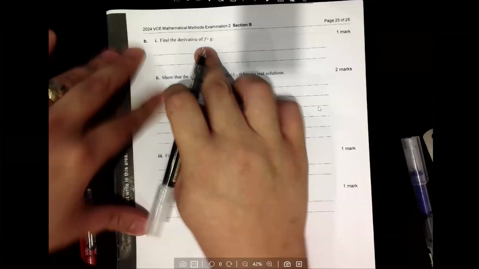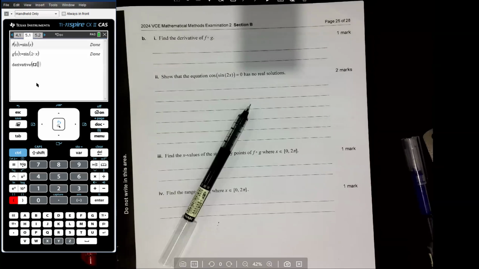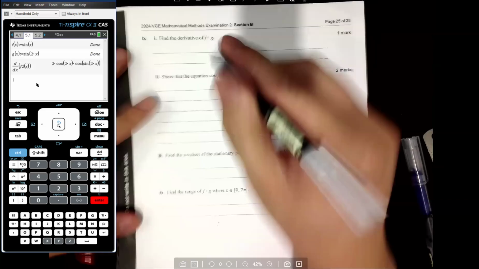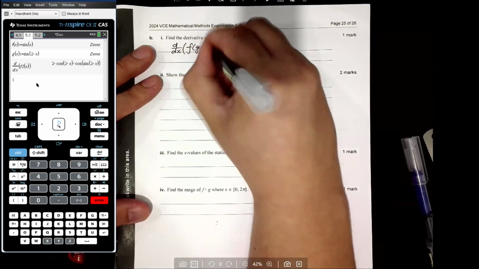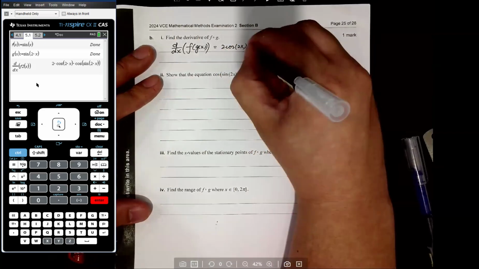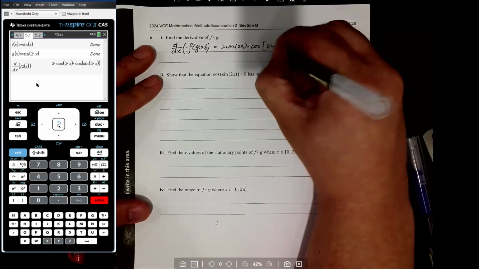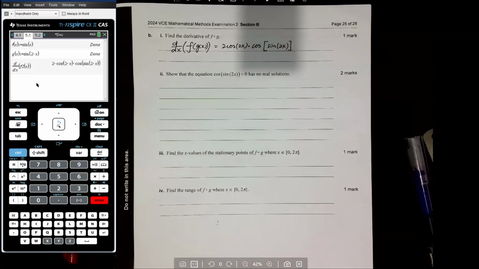Next, find the derivative of f of g. So now you can look at the second graph, f bracket g of x. Yep, and then just look at this bit. This is f2. So we can do derivative f2 of x comma x. Just copy this down. We say d/dx of f(g(x)). Notation-wise, I just write 2 cosine 2x times cosine of sine 2x. Yep. And it showed that the equation has no real solutions.